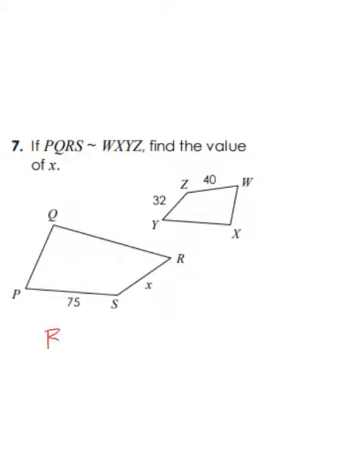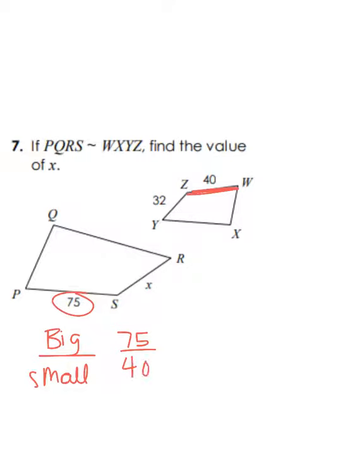So again, I'm going to set up big to small because my big shape's first. So let's do 75 on top, and that would go with 40. If I rotated this big shape, then 75 would actually end up on top. It's the smaller side. And then x is in the big shape, and that would go with 32. And then you can always get rid of a denominator by multiplying.